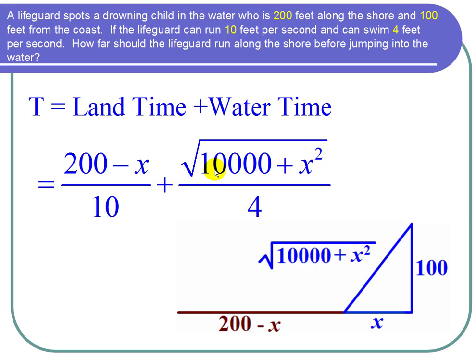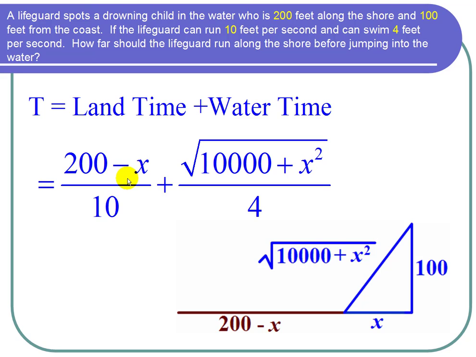I want to minimize the amount of time the lifeguard takes to get to that child, because that poor child is going to drown if that lifeguard doesn't get there in a hurry. So to minimize, we take a derivative and set that derivative equal to 0. So we take a derivative. (200 minus x)/10 is the same as 20 minus x/10. The 20 goes away when we take a derivative, and the minus x/10 becomes a negative 1/10.